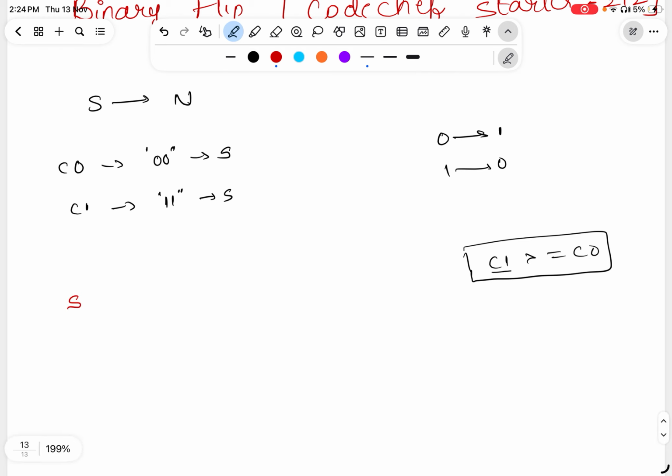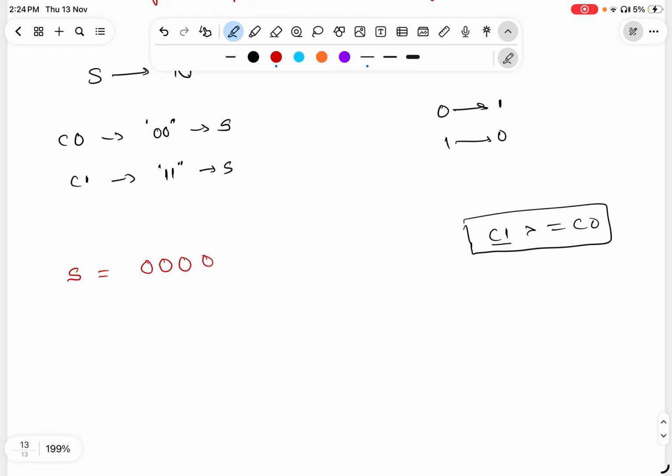Let's say a string s is 0, 0, 0, 0. Now in this string, the count of substring C0 is 1, 2, 3. So we have three substrings which are 0, 0, and the count of substring 1, 1 is 0, because we don't have any substring which is 1, 1 in s. Now, let's say I try a flip operation, changing this 0 to 1. Then my string will look something like this.